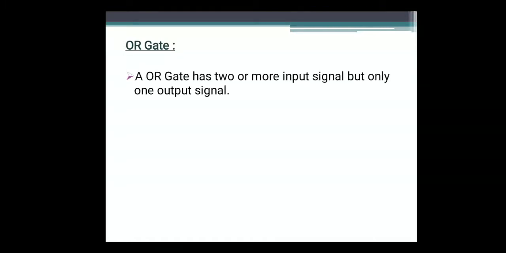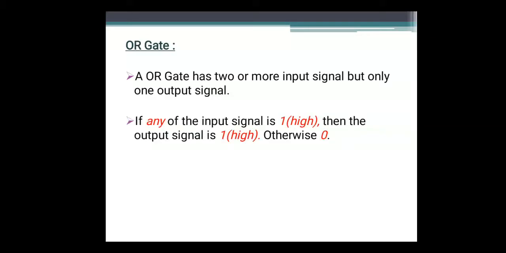Second is the OR gate. The OR gate has two or more input signals but only one output signal. It takes two or more input signals and gives a single output signal. Here, if any one of the input signals is high, then the output signal is high, otherwise it is 0.